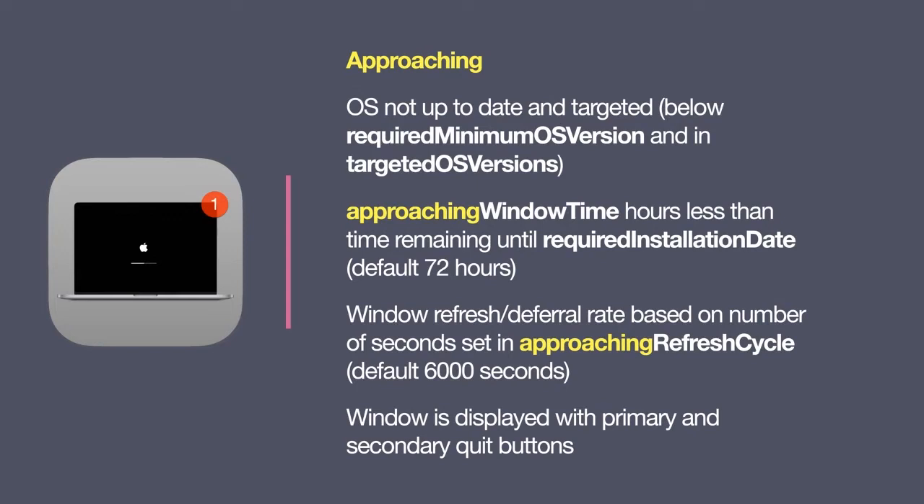Okay, so now things are starting to heat up a little bit as we reach DEFCON 3 or Nudge's approaching stage. And this will happen when the installed version of macOS, again, is less than the required minimum OS version, and the number of hours before we reach the required installation date is less than what we've set in the approaching window time preference. So by default, we've just crossed that 72-hour barrier. In this state, we'll see a window that has 2 quit buttons, and it will refresh and increment the deferral count based on the number of seconds set in a different preference called the approaching refresh cycle preference.